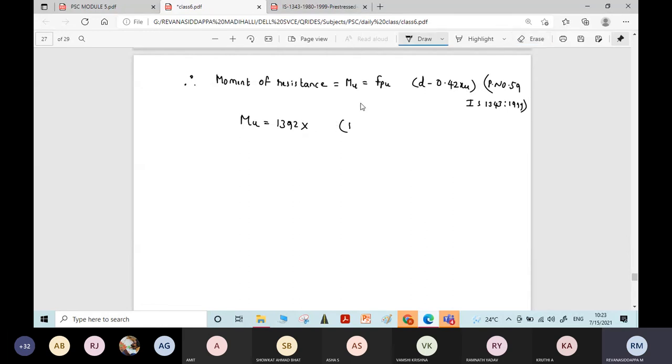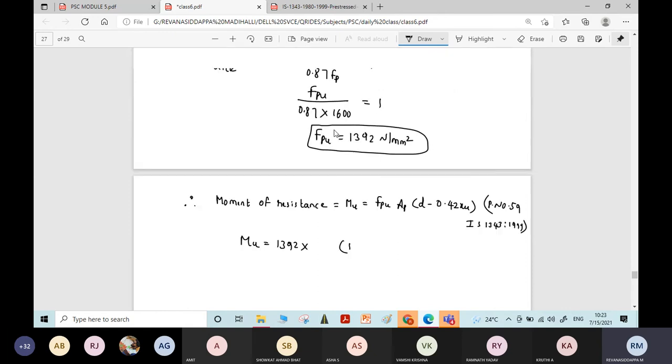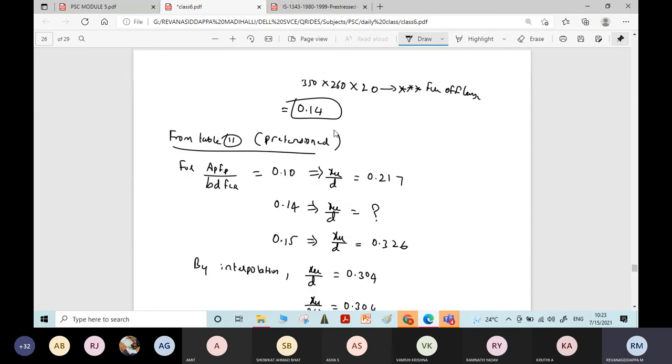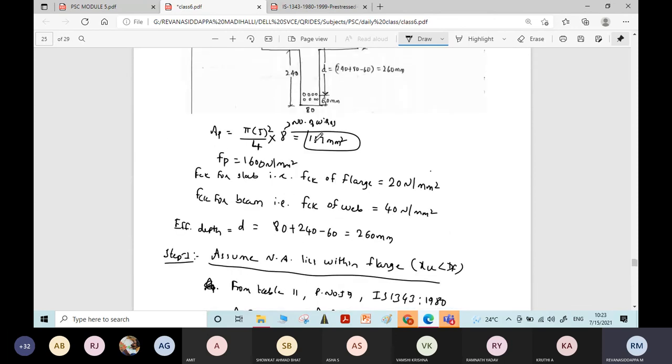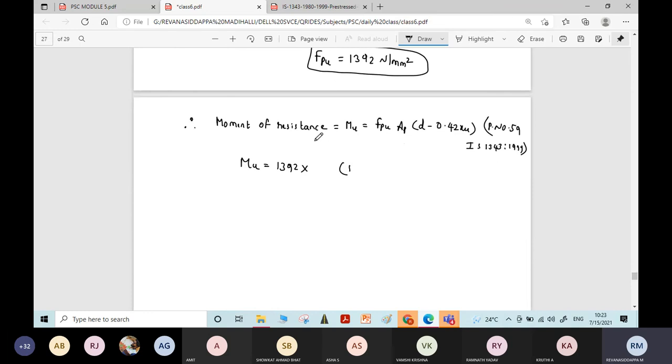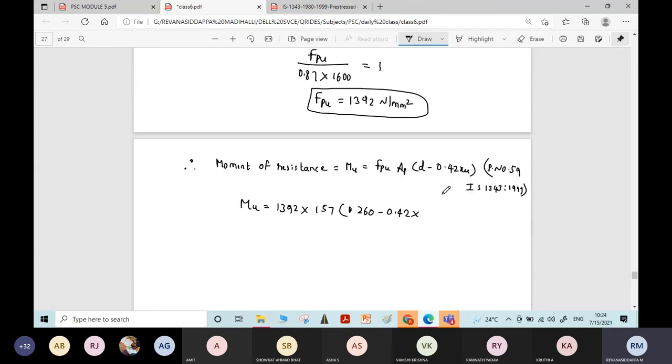Okay, FPU into AP. Area of pressure steel, it is 157 into 157 into D minus 0.4 XU. D is 260 minus 0.4 into XU. Depth of the neutral axis, we got it as how much? 79 mm, into 79. So by this, we'll get moment of resistance.